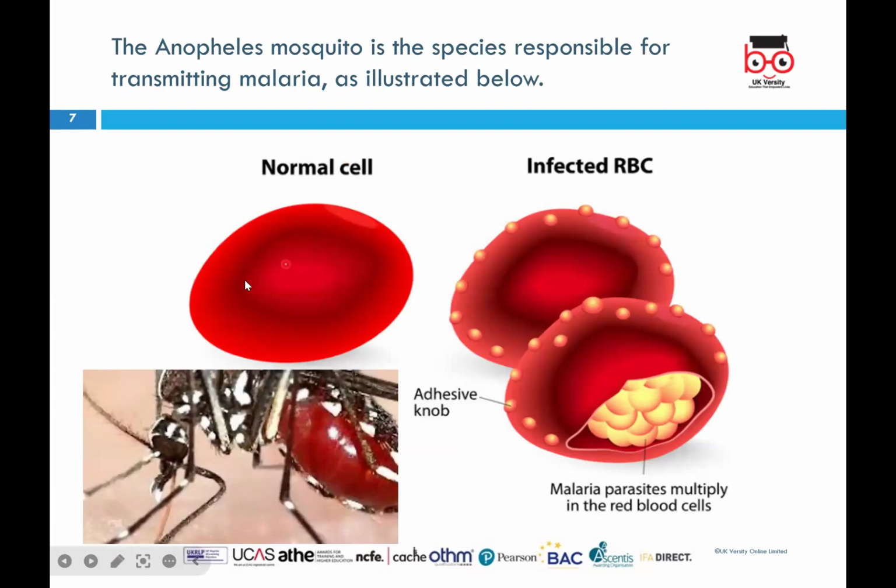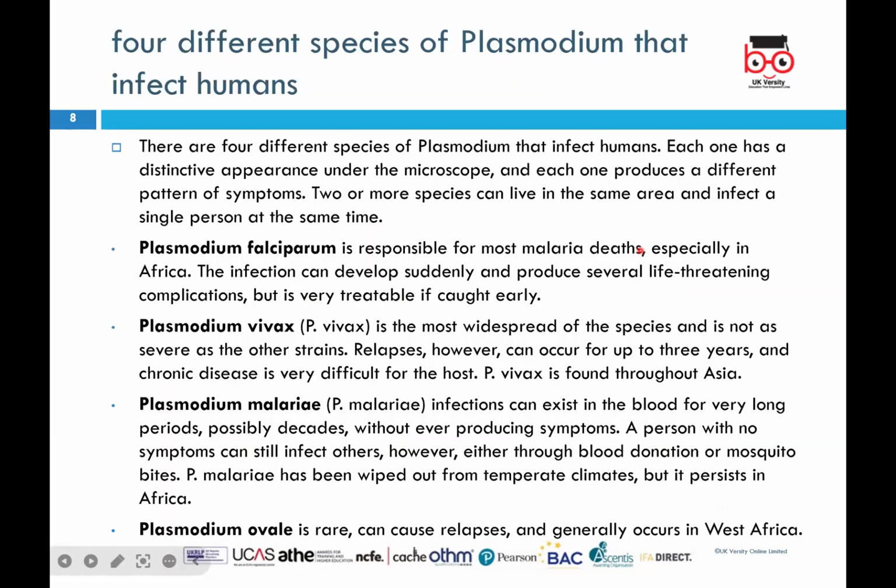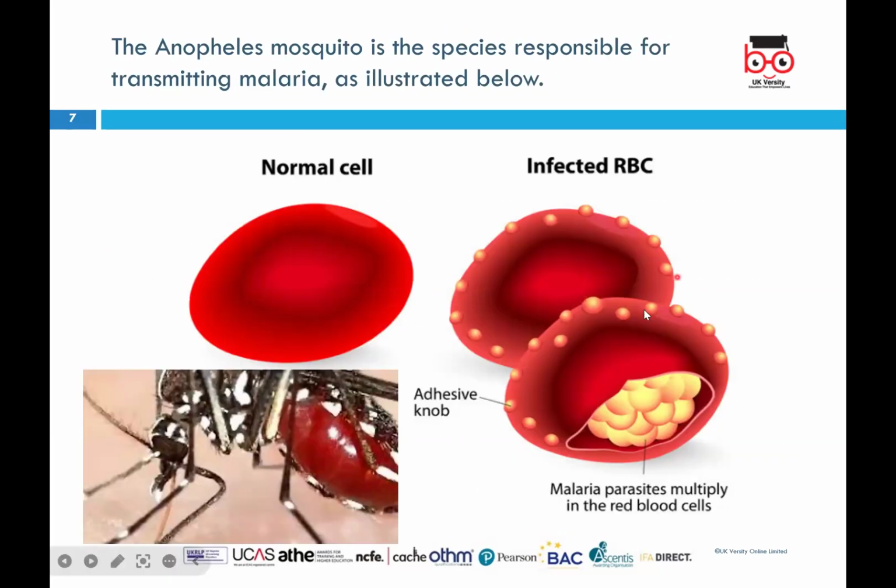So this is a normal cell, a human red blood cell. And then this is an infected red blood cell. So malaria parasites multiply in the red blood cells. Okay, so this is where they are multiplying, the malarial parasites. This is an infected cell, a normal cell is this. And this is a mosquito transmitting the disease. And they have adhesions also, as adhesion knobs, to stick to the blood.